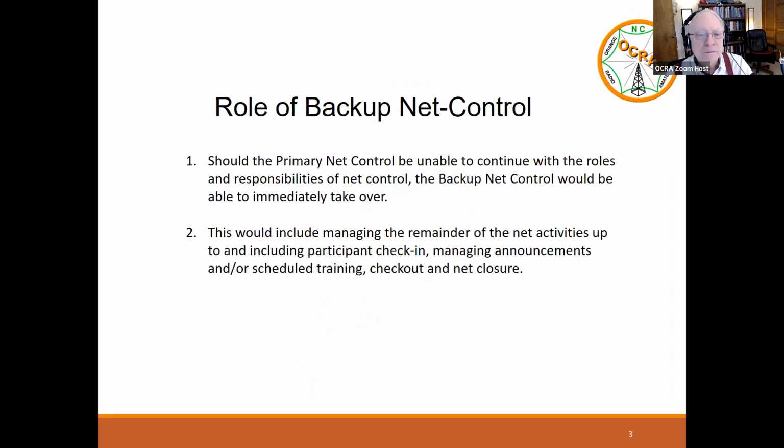All right, Lori, let's move to slide 3. So what's the role of backup net control? Well, it's simple. You have to be ready to become primary net control if the primary somehow loses connectivity to the net. And when you detect that happens, you become net control. So the point is that you have to be following along, know where we are in the script, and so forth, so that you can just pick up right at that point and finish the net.